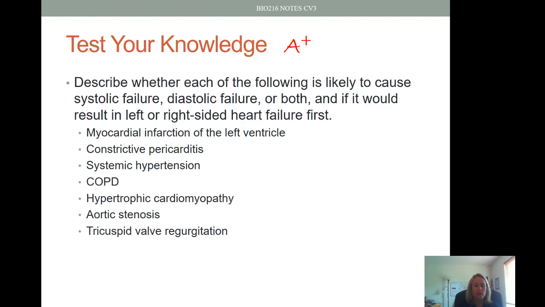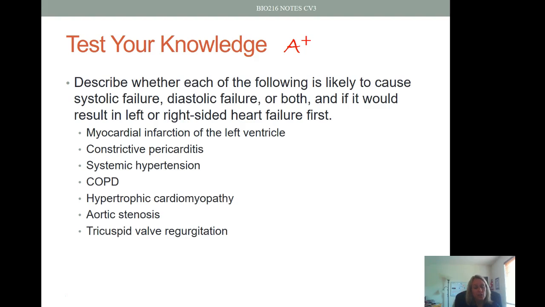Constrictive pericarditis. That's where we have fibrous tissue that surrounds the heart and doesn't allow it to fill. So that's going to be a diastolic failure. Systemic hypertension. This is going to result in increased work for the left side of the heart. So it causes left-sided heart failure. And this could result in both a diastolic and a systolic failure.